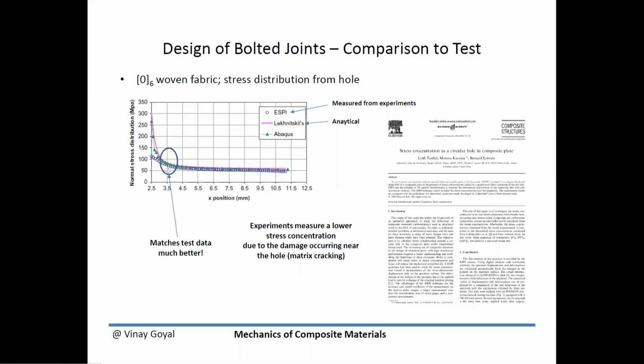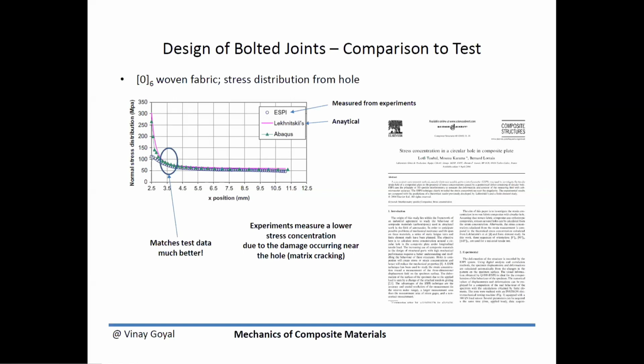And so using that concept, what if we don't look at predicting failure right at the edge of the hole, but we look at it away from the hole, where the stresses from Abaqus and other closed form solutions match those measured from experiments. And perhaps the experiments measure less stress, potentially from these microcracks that reduce the modulus and as a consequence reduce the stress.